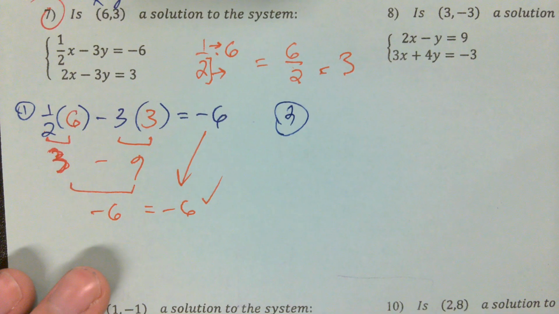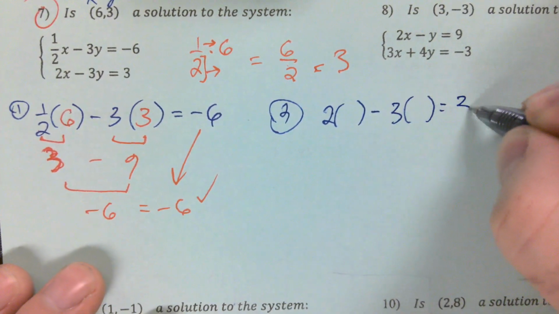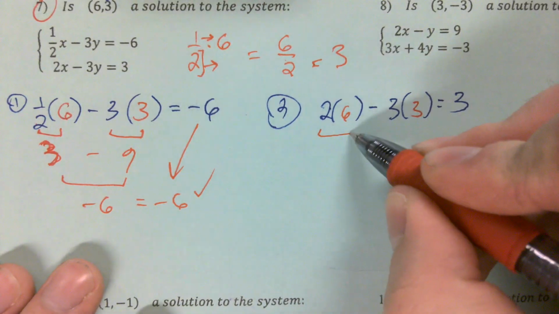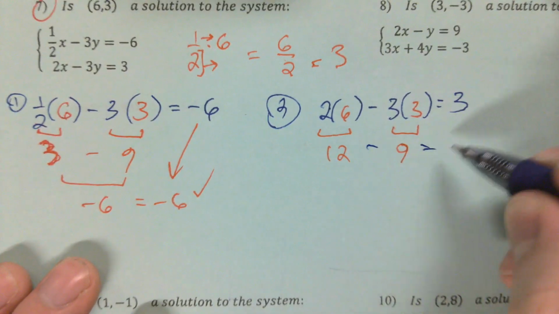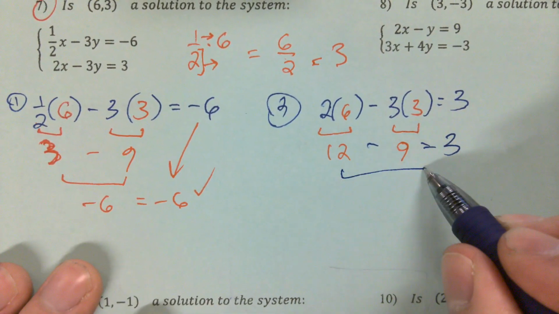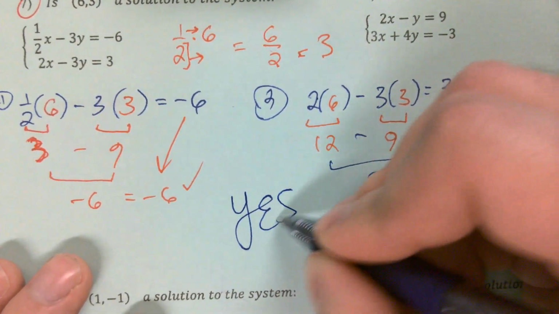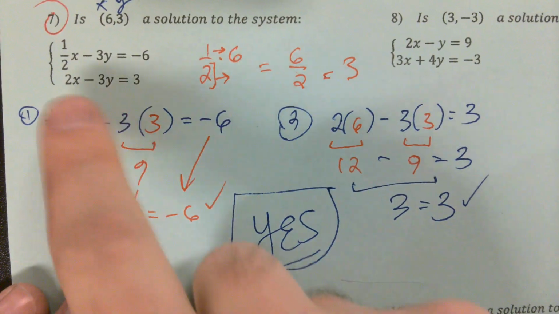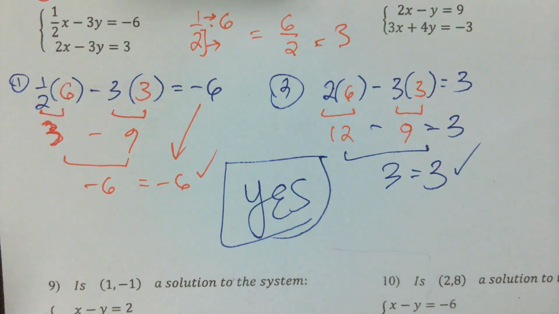Not done yet. We got to figure out the second one. 2 times x minus 3 times y equals 3. Plug in my 6 and my 3. 2 times 6 gives me 12. 3 times 3 gives me 9. Bring down the minus. Bring down the 3. And what's 12 minus 9? 3. Is 3 equal to 3? Yes, it is. 2 true statements give us an answer of yes. 6, 3 is a solution to the system presented.